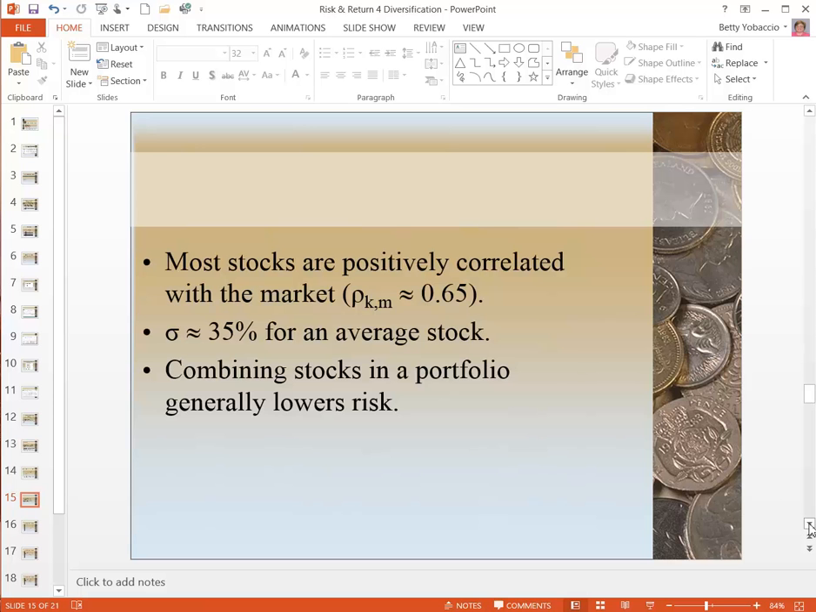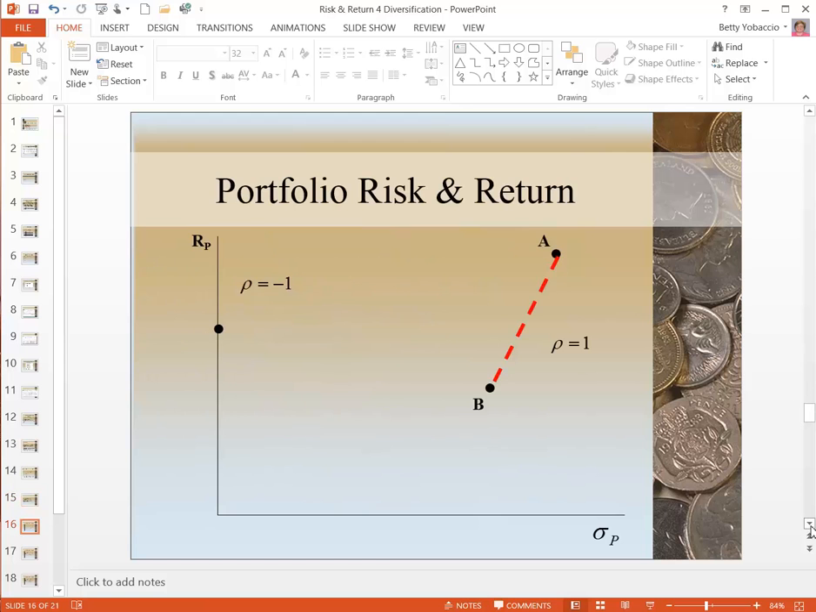In your final exam, there's going to be an essay question asking you to think about the role that correlation has in diversification. And for that question, I'm going to expect you to discuss in the following ways.